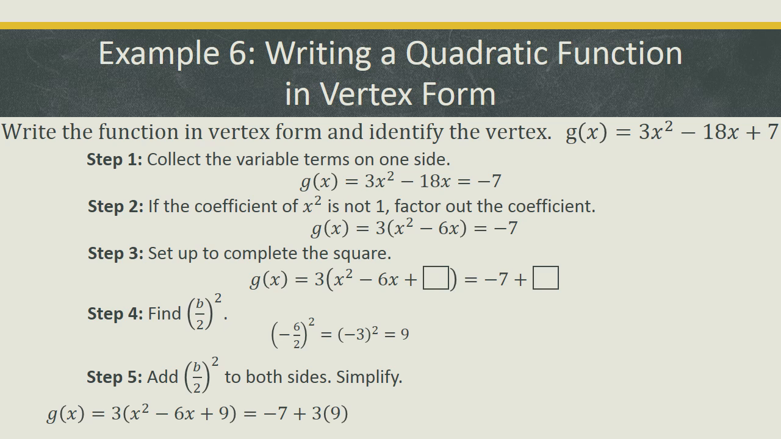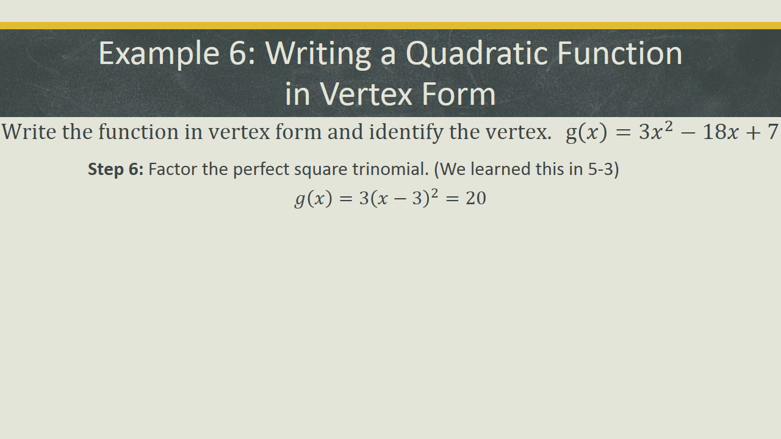Simplify that. 3 times 9 is 27. Subtract 7 from 27, you get 20. So we're simplified. Now we're ready to factor this. Perfect square trinomial, right? Square root of the first term, which is x. Carry the minus sign through. Square the last term. So 3 stays out front. I factored my trinomial: x minus 3, the quantity squared, equals 20.